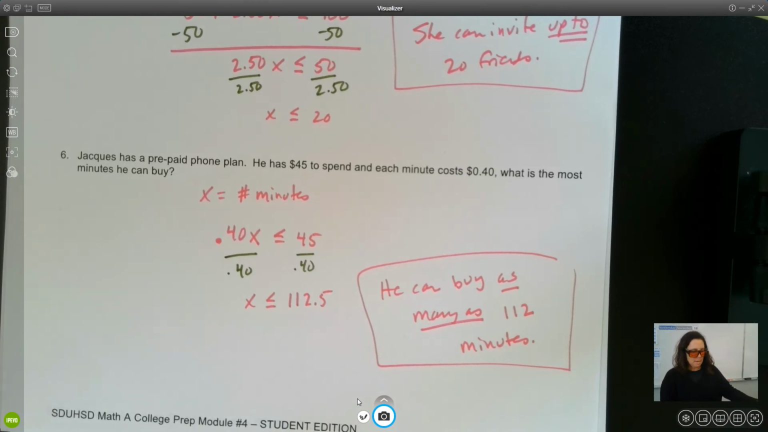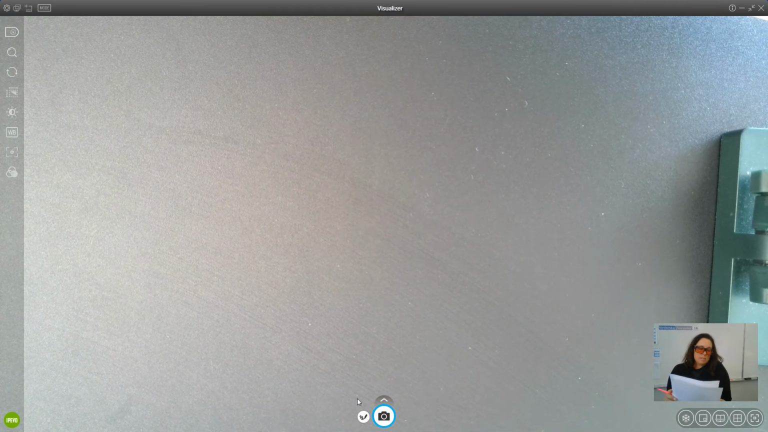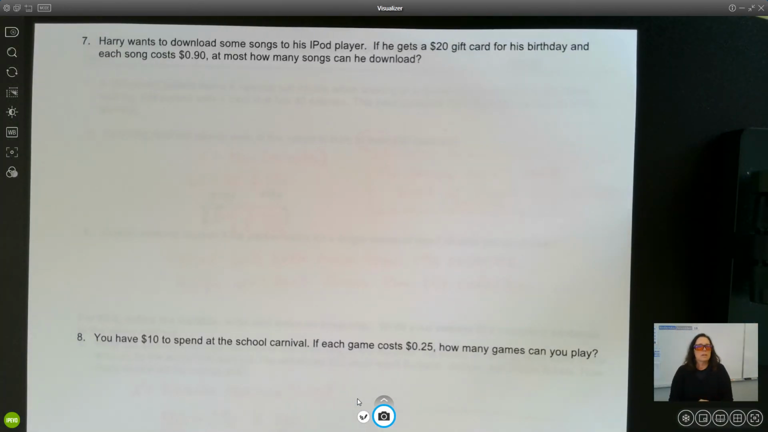Okay, a couple more left on the back page, 7 and 8. All right, and at any time you can pause and try. Okay, these are all kind of a little bit different. You just have to kind of read the words and set it up according to what it says. Okay, number 7, Harry wants to download some songs to his iPod player. If he gets a $20 gift card for his birthday and each song costs 90 cents, at most, how many songs can he download?